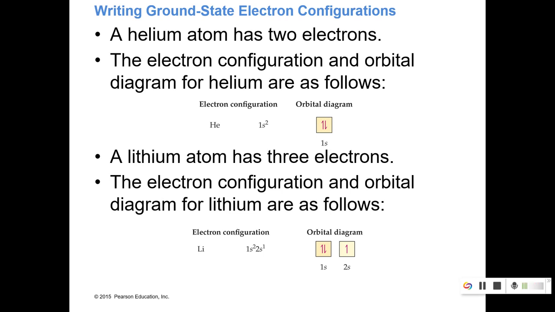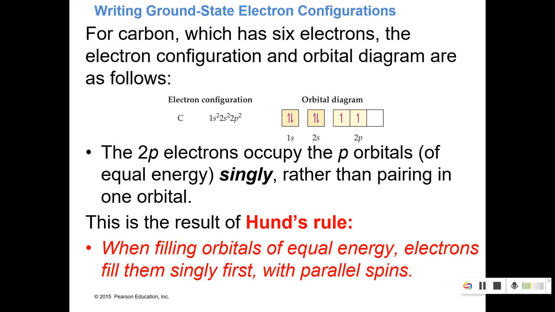All right, so we know that helium has 2. We know that helium's on row 1, so it's 1s2. Then we go to the next row. Lithium has 3 electrons, so we've got 1s2, 2s1. Again, you've seen these smaller ones before. We'll go through some larger ones in a minute.